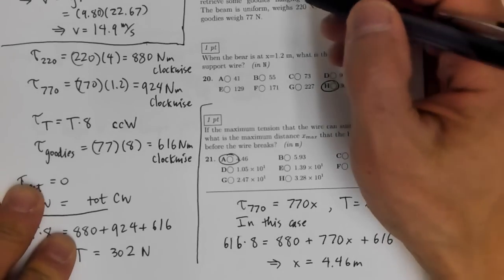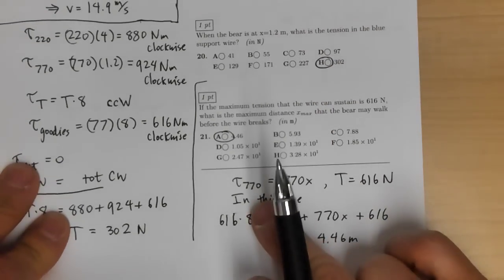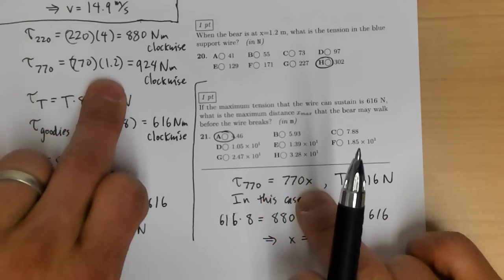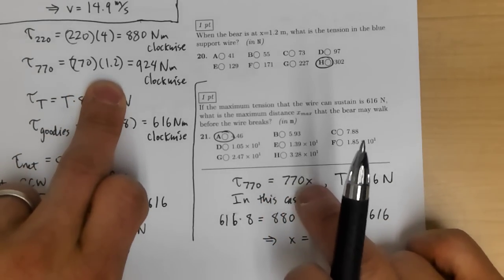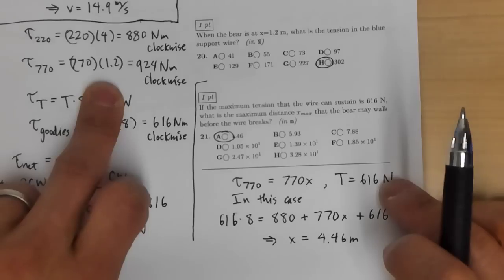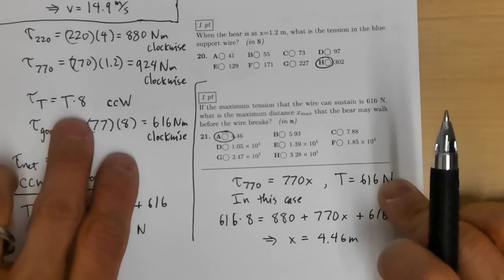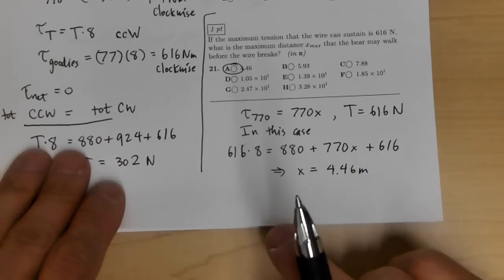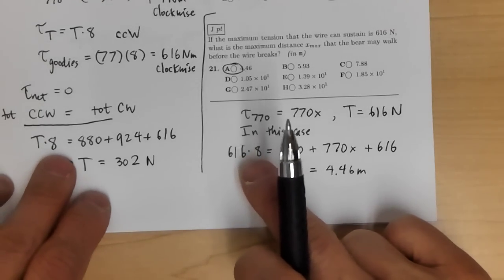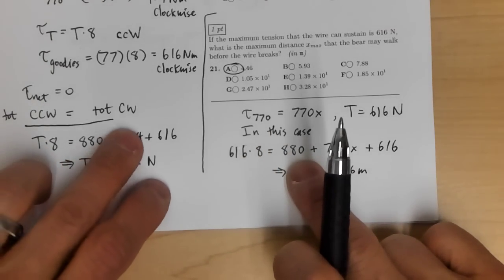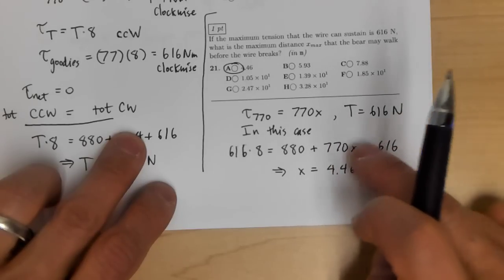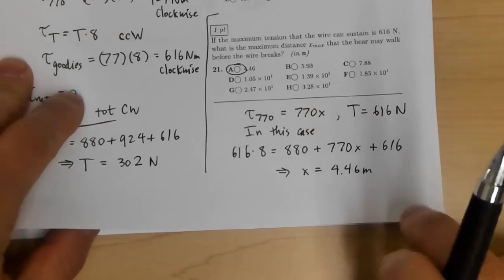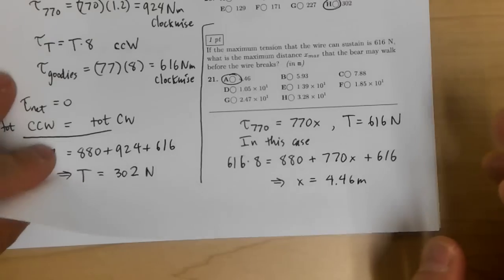Okay, so now we keep x by itself. So now we have torque for 770 will be 770 times x rather than taking x equal to 1.2, just rewrite it as x. Now the tension, we're told T is equal to 616. Okay, so now we can go back to this equation. We have 616 times 8 equal to 880. Instead of 924, we have 770 times x plus 616. Solving for x gives x is equal to 4.46 meters.